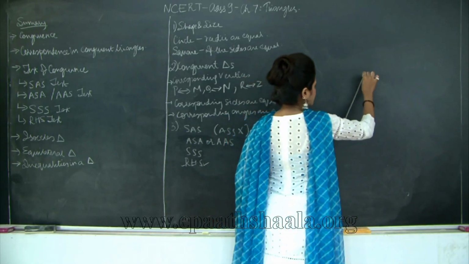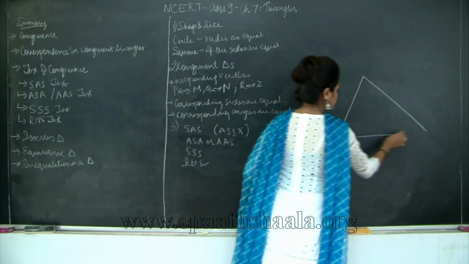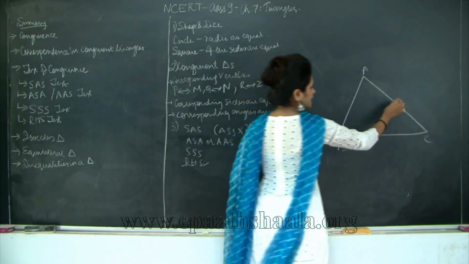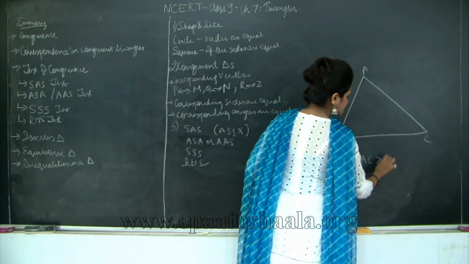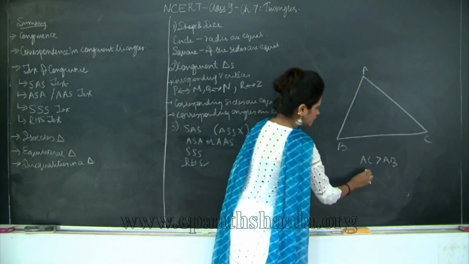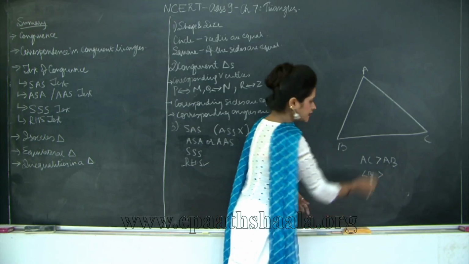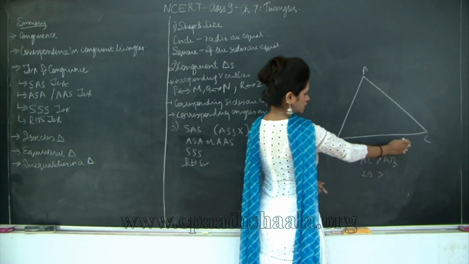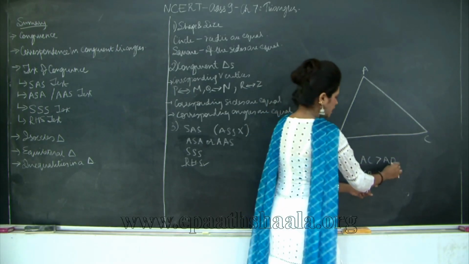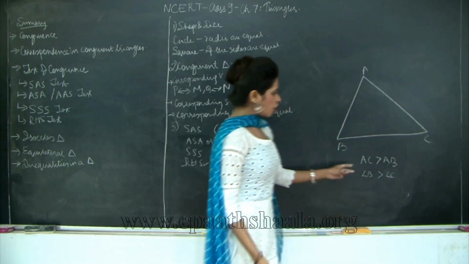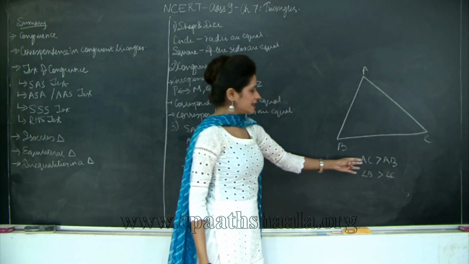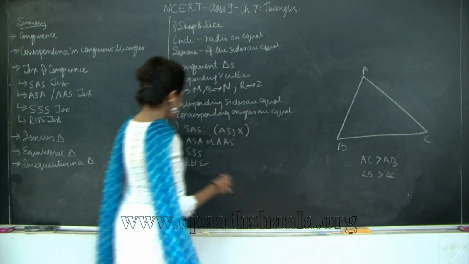That if I have a triangle ABC such that side AC is greater than side AB, so the angle opposite AC, which is angle B, is going to be greater than the angle opposite AB, which is angle C. And the converse is also true. If we've been given that angle B is greater than angle C, then side AC will be greater than side AB.